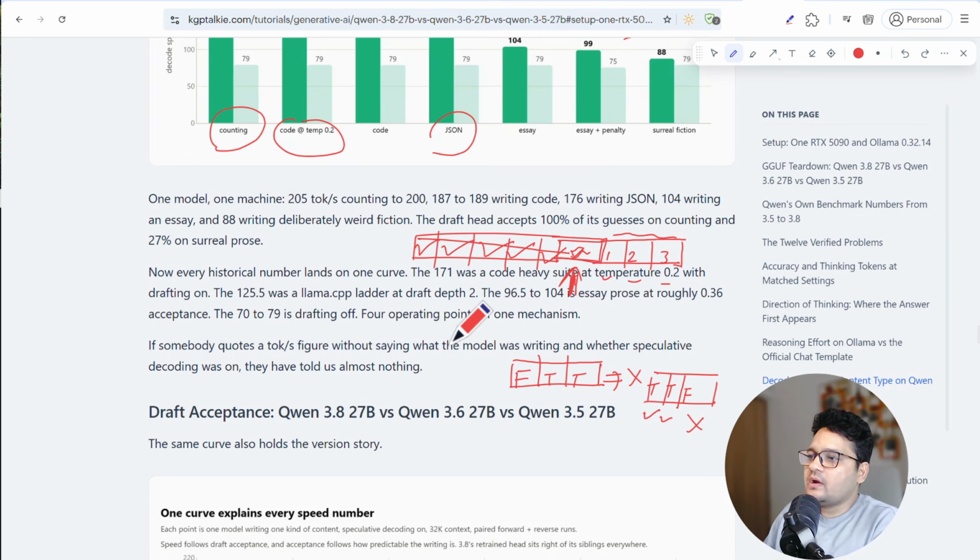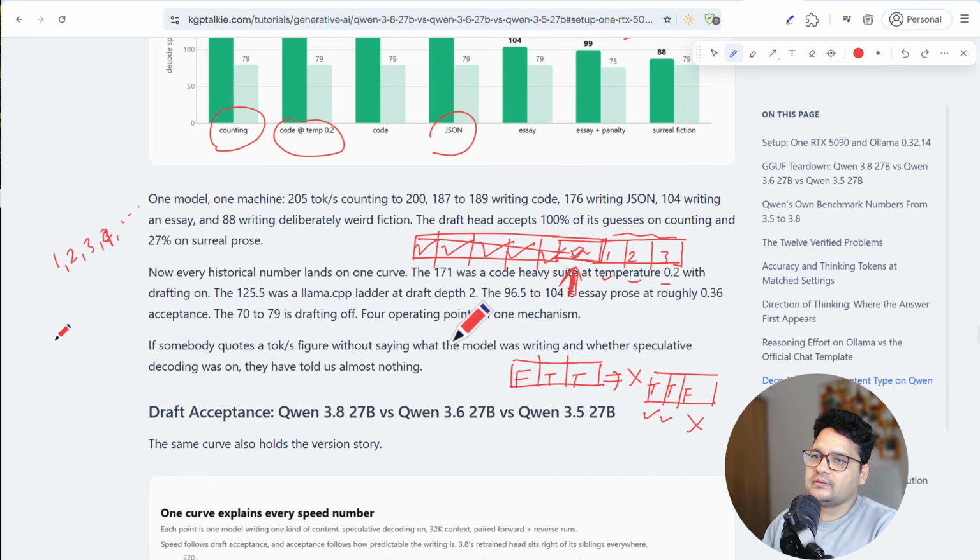Okay, so if there is a predictive sequence, the model is able to generate the future tokens while it is generating the current token. For example, let's say counting. In counting, the model knows that 1, 2, 3, 4, 5, 6 and so on is coming. Similarly in coding as well.